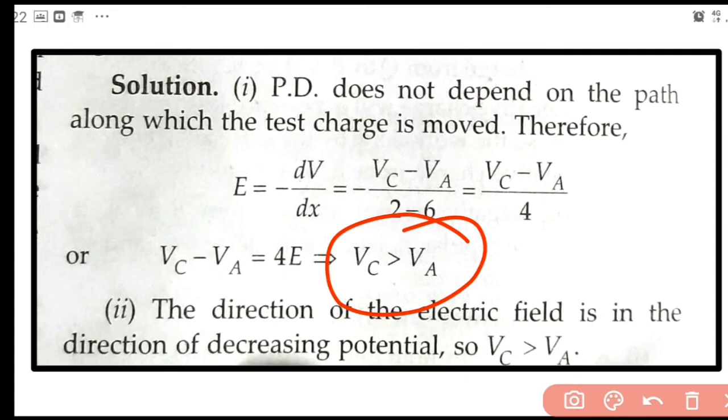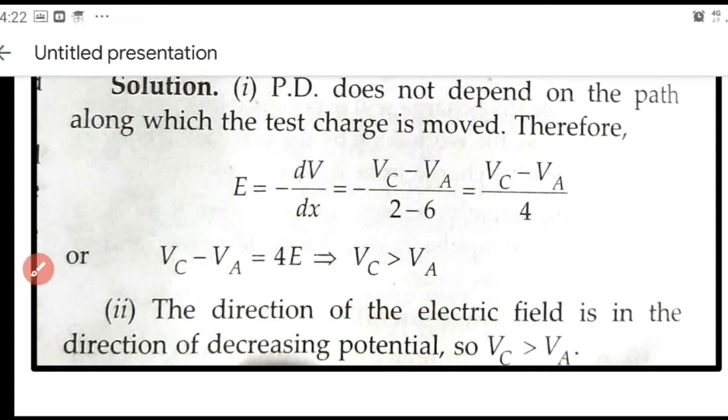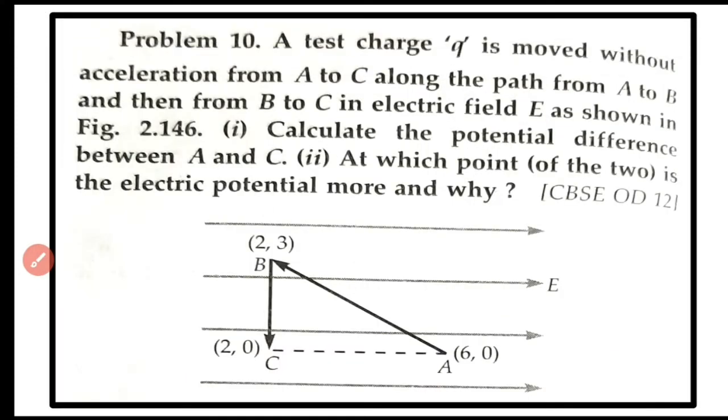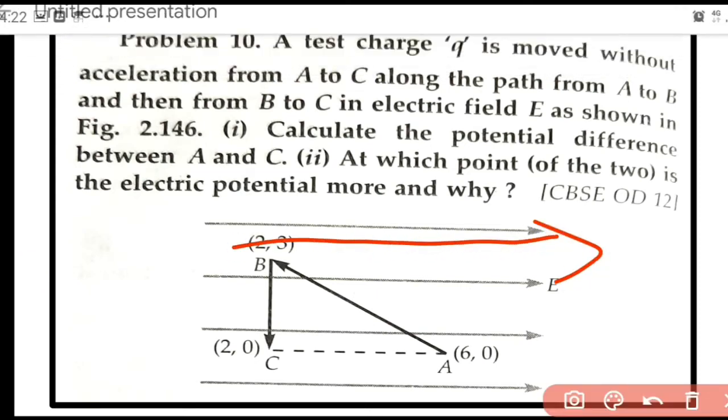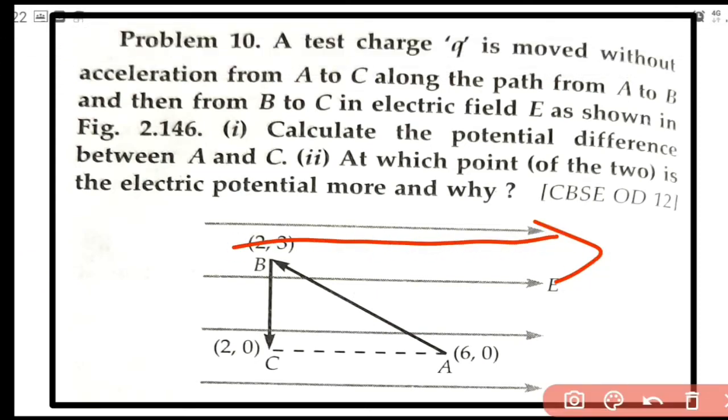One more thing, we already know that the electric field is in the direction in which potential decreases. In which direction is the potential decreasing? In the diagram, look, this is the direction of the electric field. In that direction potential decreases. So A is at a lower potential compared to C, or C is at a higher potential. That way also you can answer that question.